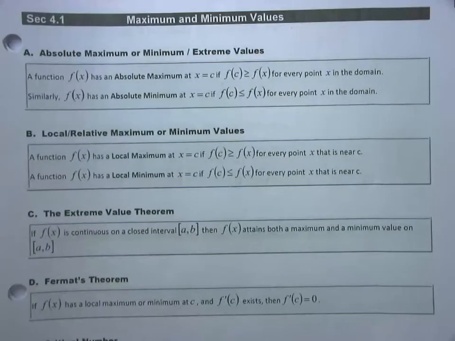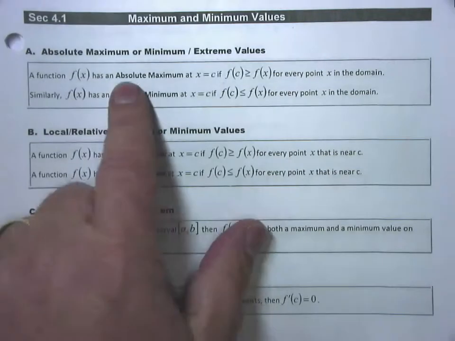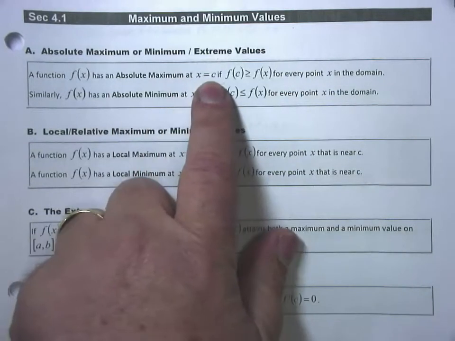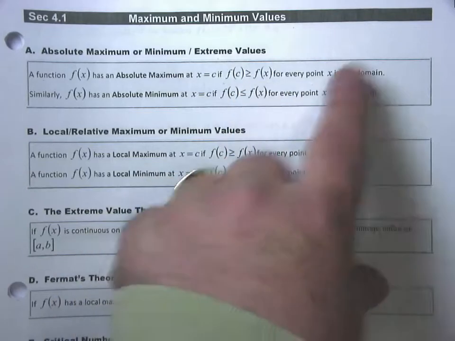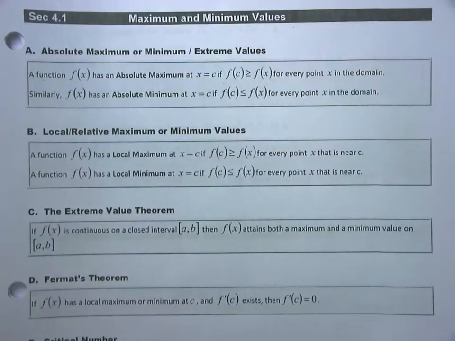Chapter 4 is another one of those application sections. I'm trying to show you guys the importance of this Calculus 1 derivative stuff. First things first, definition. We're going to be looking for absolute maxes and absolute min values. A function f of x has an absolute maximum at x equals c if f of c is greater than or equal to f of x for every point x in the domain. Similarly, f of x has an absolute minimum at x equals c if f of c is less than or equal to f of x for every point x in the domain.